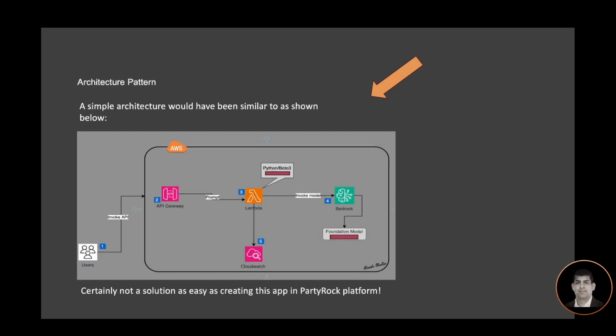A simple architecture would have been similar to what is shown below. We have a user invoking the API, providing the prompt, which is getting fed into a Lambda function. The Lambda function is processing the prompt and invoking the Bedrock API, which is then invoking an underlying foundation model and providing the response back, as well as logging in the CloudWatch log. Certainly not a solution as easy as creating this app in the PartyRock platform. The PartyRock platform is really awesome and provides you a quick way to play around with generative AI ideas.